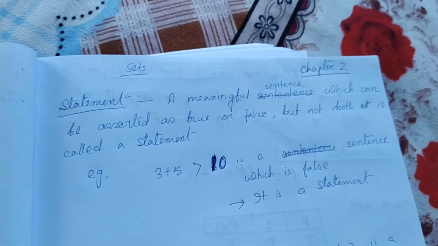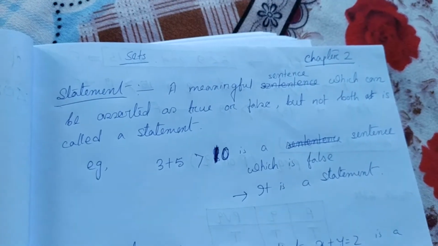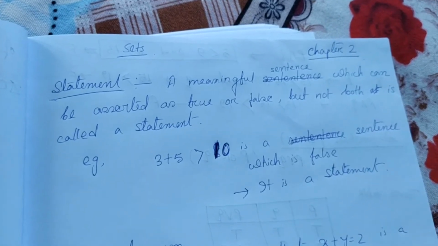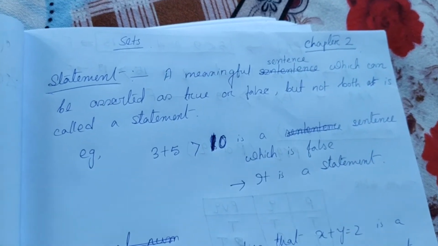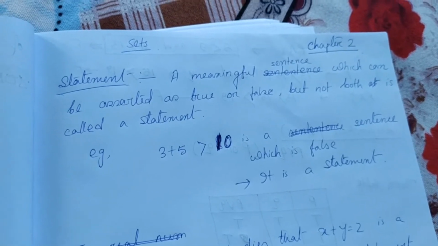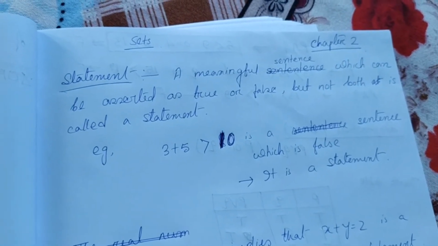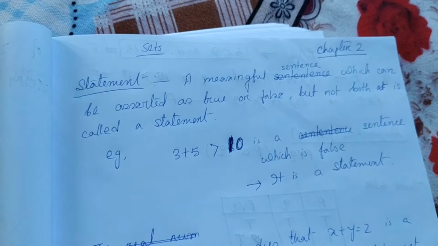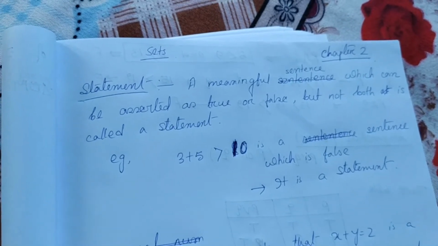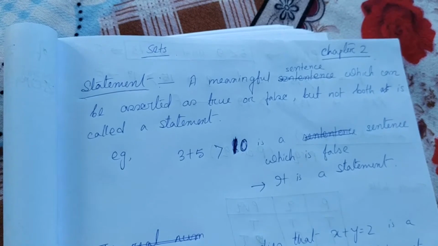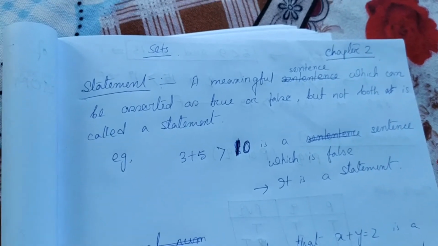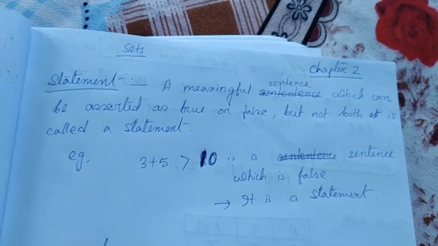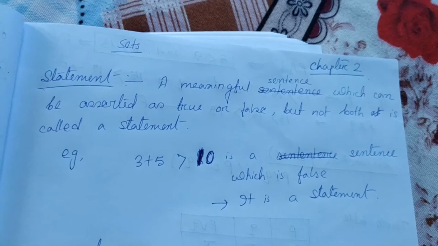What is a statement? A statement is a meaningful sentence which can be asserted as true or false, but not both. Suppose a statement is nothing but a sentence which can have two values, okay? True or false. Suppose if I say I eat rice, it is a meaningful sentence, so it is a statement and it is a true statement. Okay, if I say you go to school, it is a statement which is true. So a statement is nothing but a meaningful sentence which can have two values, true or false.